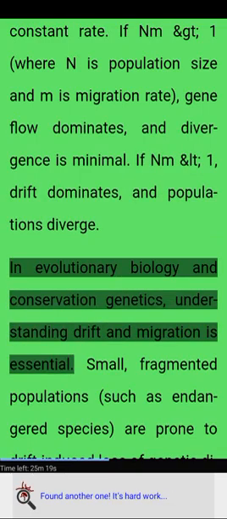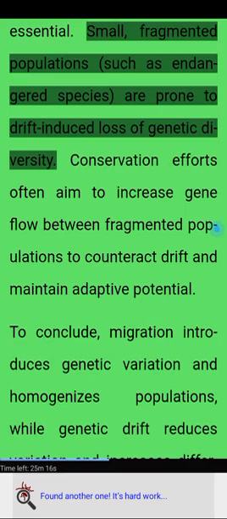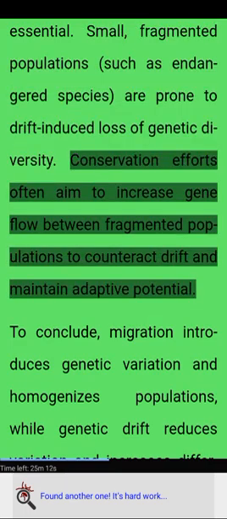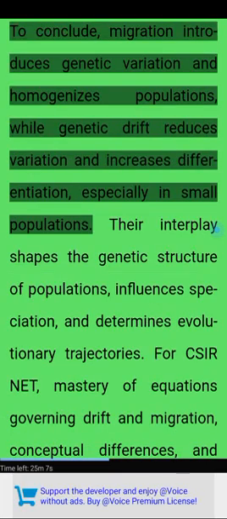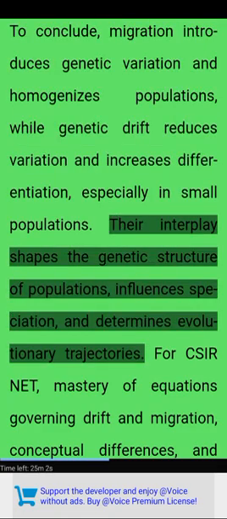In evolutionary biology and conservation genetics, understanding drift and migration is essential. Small, fragmented populations, such as endangered species, are prone to drift-induced loss of genetic diversity. Conservation efforts often aim to increase gene flow between fragmented populations to counteract drift and maintain adaptive potential. To conclude, migration introduces genetic variation and homogenizes populations, while genetic drift reduces variation and increases differentiation, especially in small populations. Their interplay shapes the genetic structure of populations, influences speciation, and determines evolutionary trajectories.